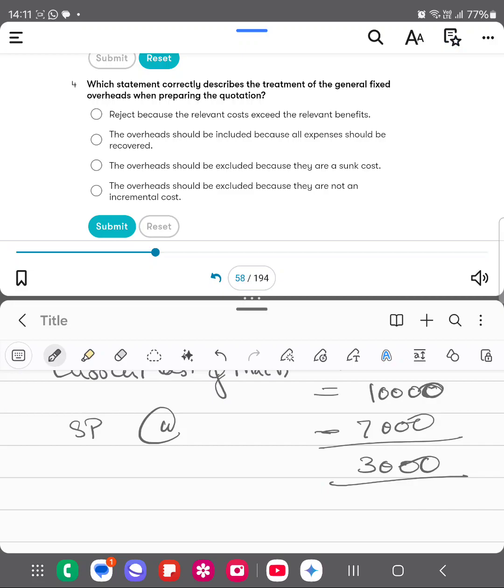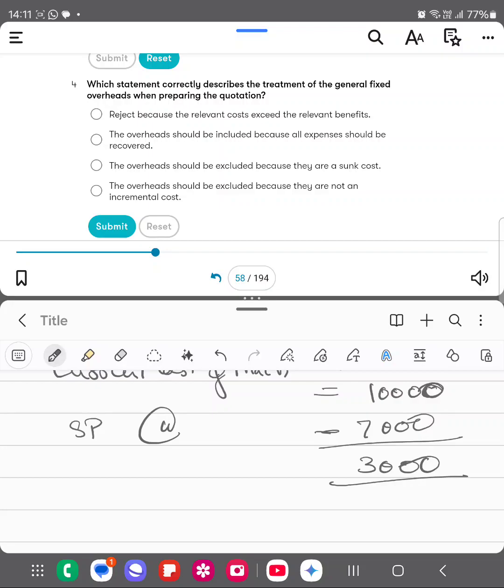Which statement correctly describes the treatment of general fixed overheads when preparing the quotation? Reject because the relevant cost exceeds the relevant benefits. The overhead should be included because all expenses should be recovered. The overhead should be excluded because they are sunk cost, and the overhead should be excluded because they are not an incremental cost. So which statement correctly describes the treatment of general fixed overheads when preparing the quotation?